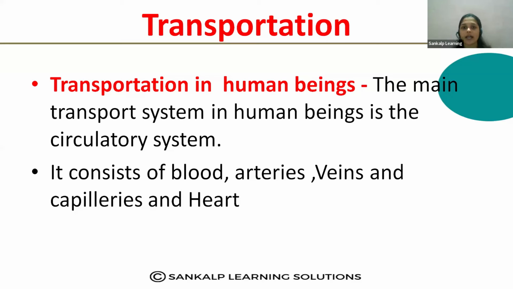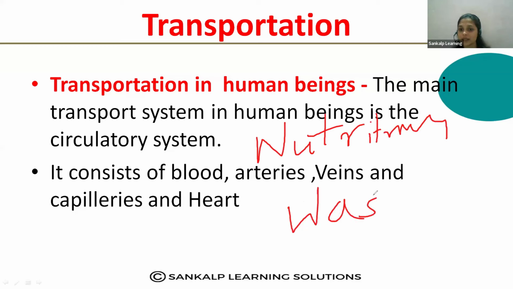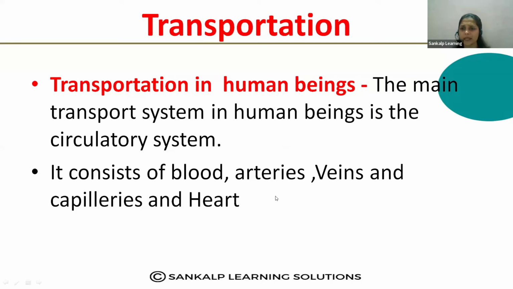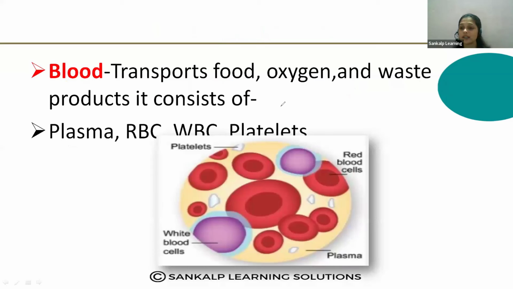Yes, living organisms transport nutrients inside their body, then some waste materials that are generated inside their body, so that should be transported from one place to another place inside our body, right? So for this process, which organs are helping in our body? Mainly blood, arteries and veins, capillaries, and mainly the heart. All of these help in the transportation process, right?